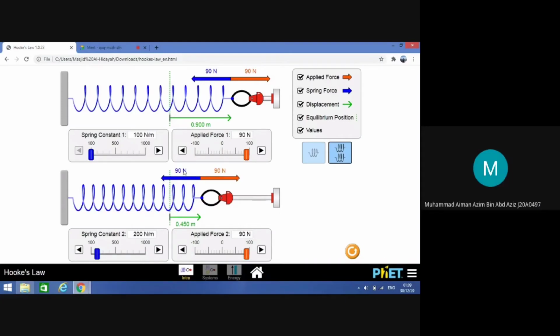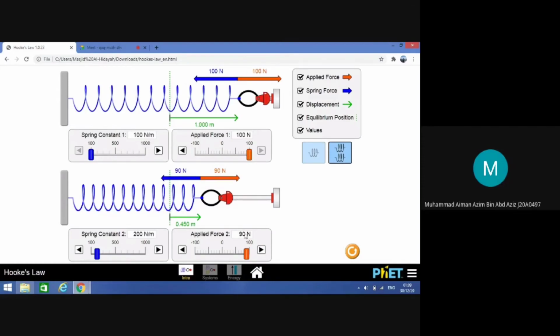In the end, we put 100 Newton force on both springs. On the 100 Newton per meter spring constant, we will get 1.00 meter displacement, and the 200 Newton per meter spring constant we will get 0.500 meter displacement.